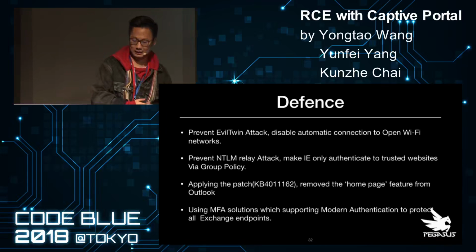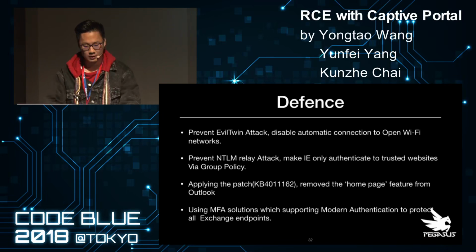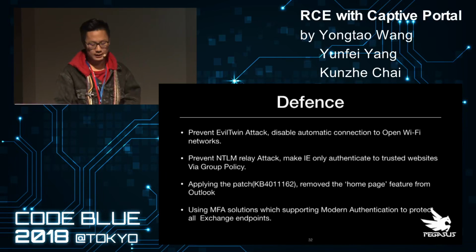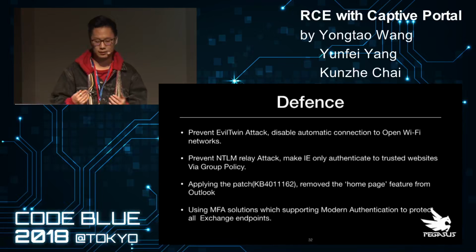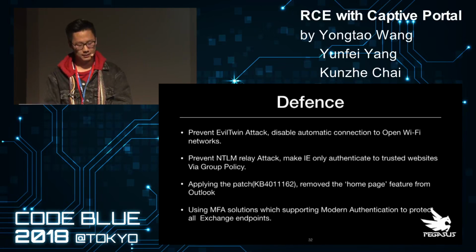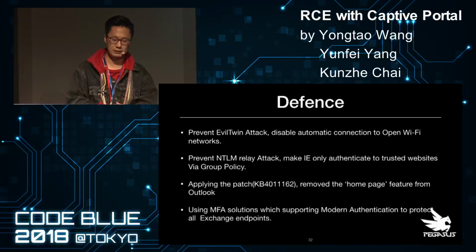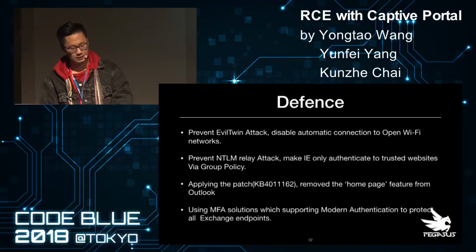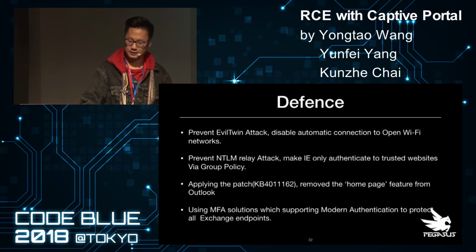In the end, let's talk about the defense. We should disable the automatic connection to open Wi-Fi networks to prevent evil twin attacks. We can make Internet Explorer only authenticate to trusted websites via group policy. And we can apply the patch which removes the homepage feature from Outlook. The last one is for the company: we should use MFA solutions which support modern authentication to protect Exchange endpoints.